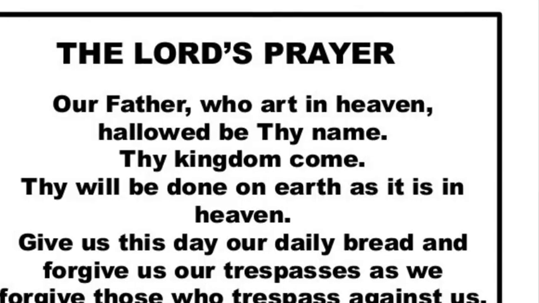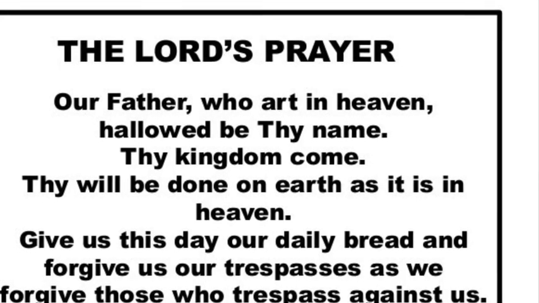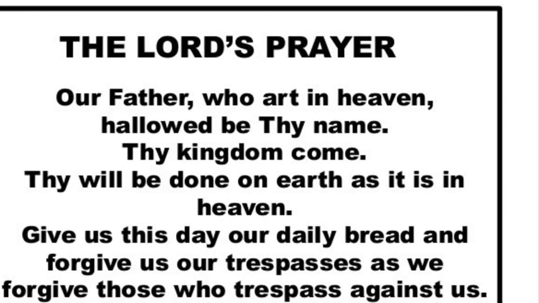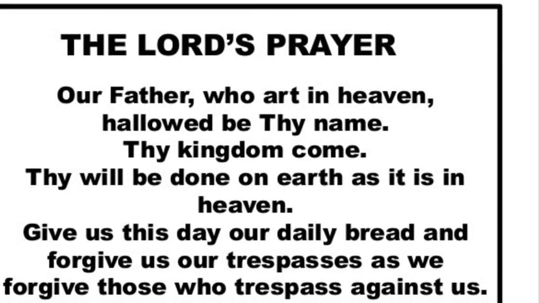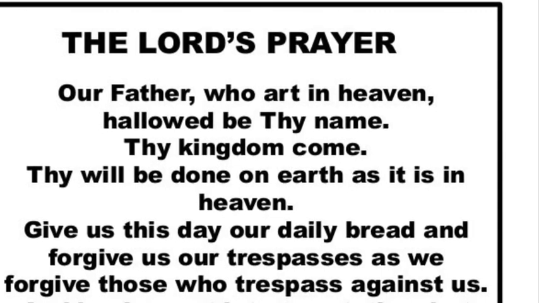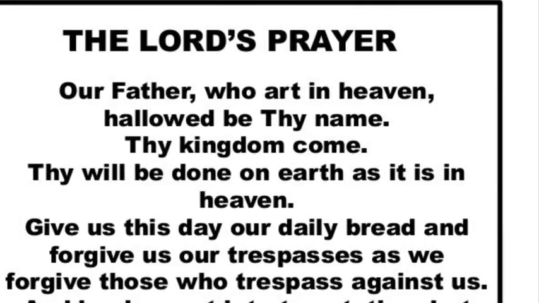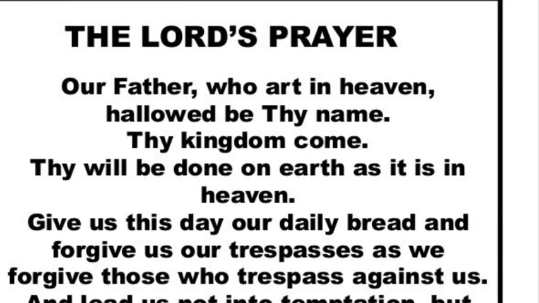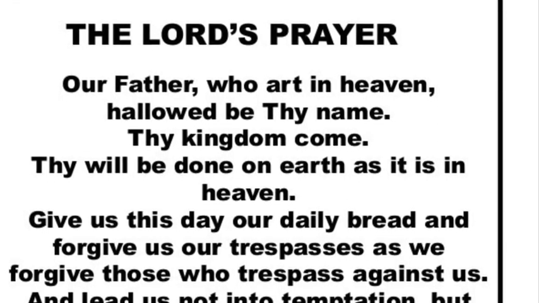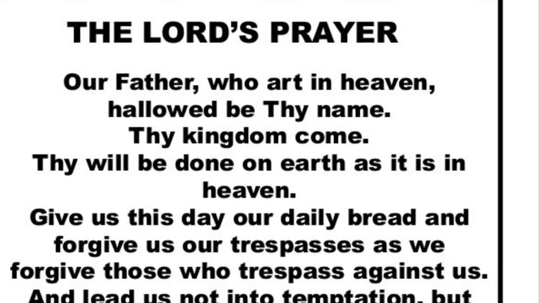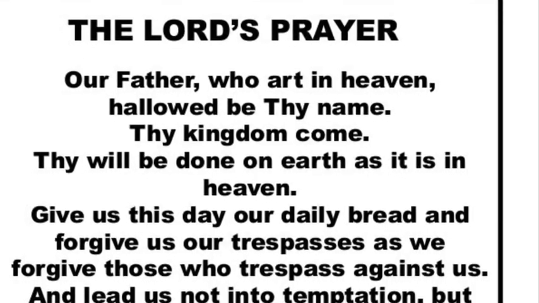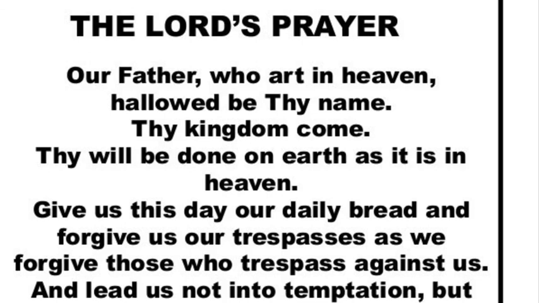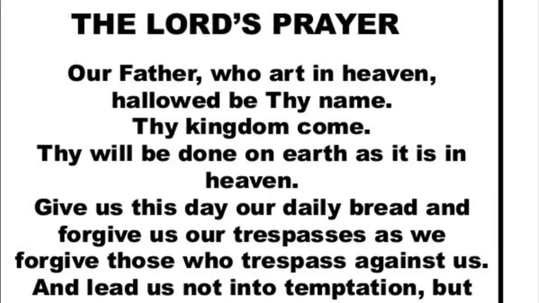Before we close today's Kids Church, let's say together the Lord's Prayer that Jesus taught us to say together. Let us pray. Our Father, who art in heaven, hallowed be thy name. Thy kingdom come, thy will be done, on earth as it is in heaven. Give us this day our daily bread, and forgive us our trespasses, as we forgive those who trespass against us. And lead us not into temptation, but deliver us from evil. For thine is the kingdom and the power and the glory forever.